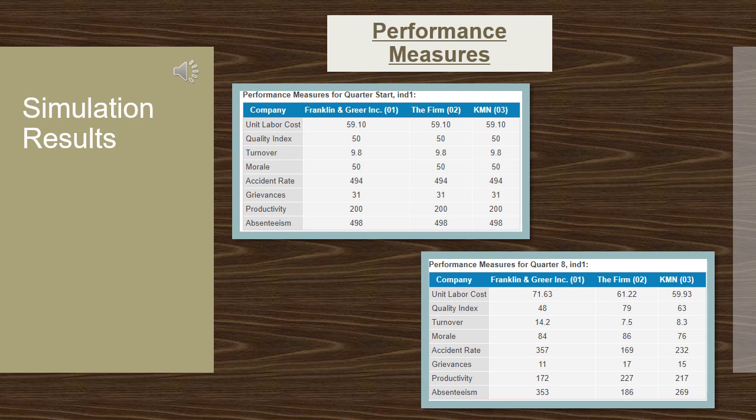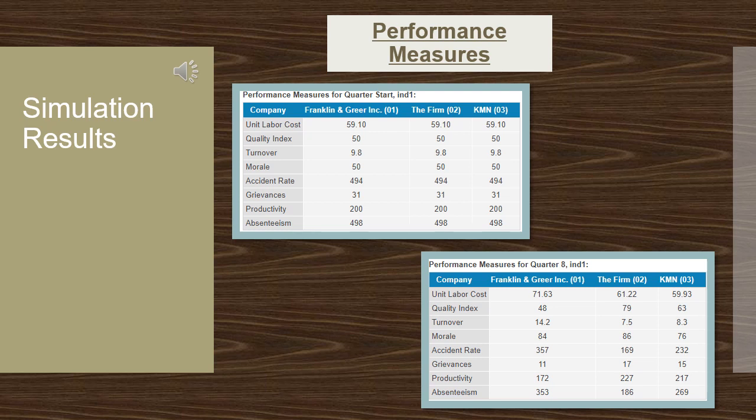As you can see in the top chart, each team started out with the same numbers for every variable, and in the bottom chart you can see that each firm's numbers changed depending on the decisions that were made. We ended with the lowest unit labor cost, which is a good thing. We ended with the middle level quality index, but would have hoped to have a better quality than we did by the end. We also ended with the middle level turnover in comparison to other teams, and like I discussed earlier, we did not meet our goal with this factor.